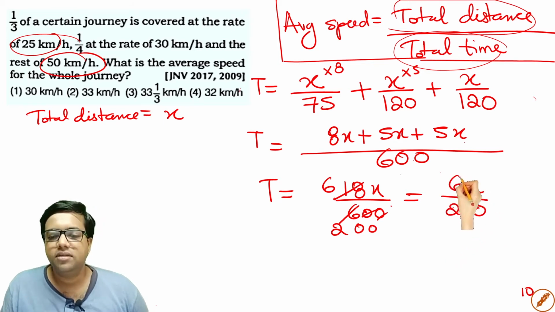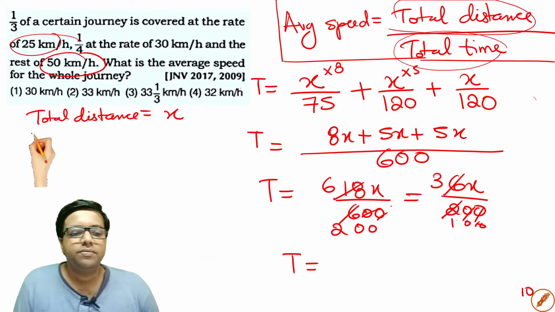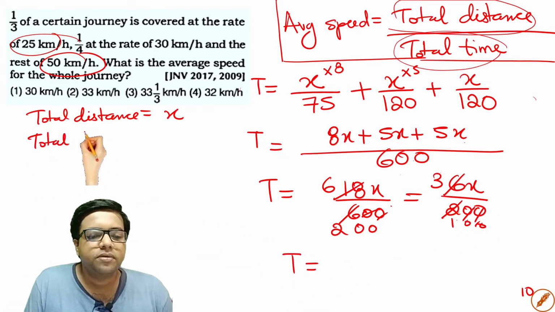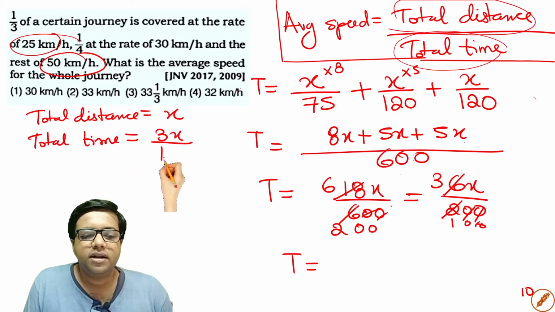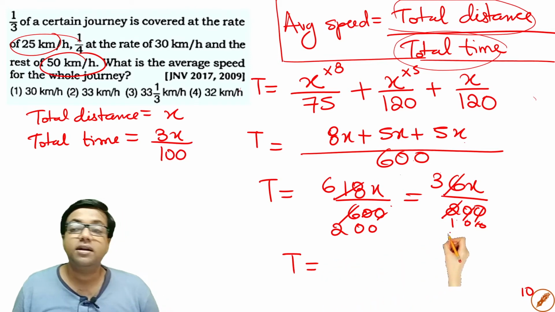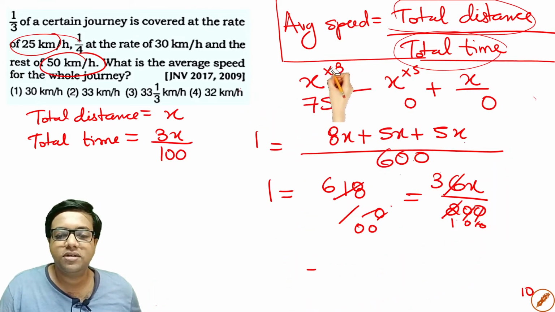This can go further, right? 2 3s are 6, 2 1s are 2, 2 zeros are 0, 2 zeros are 0. So total time is equal to 3x by 100. So we have now found out the total time.